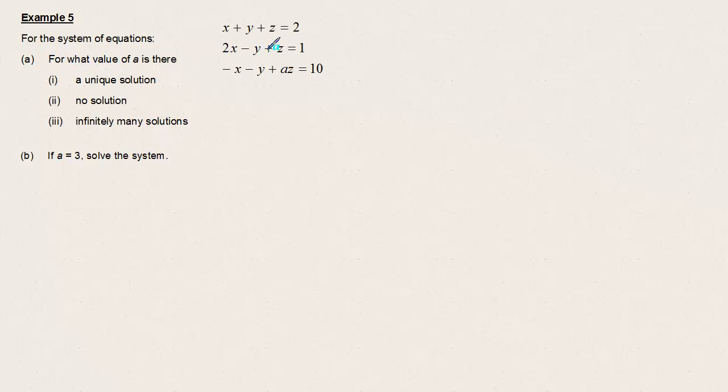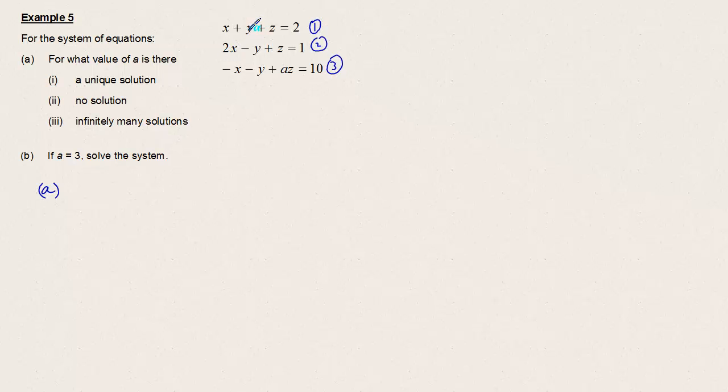For the system of equations shown, for what value of a is there a unique solution, no solution, or infinitely many solutions? So, just looking at equation 1 and equation 3, I can see that if a is -1, these two planes will be parallel and there'll be no solution. But I just want to go further than that with part A and actually do some algebra.